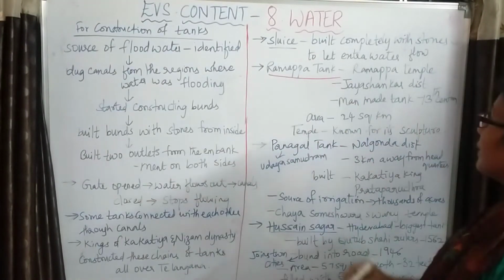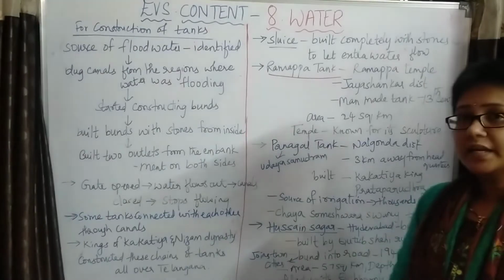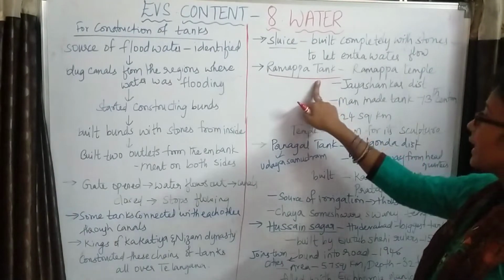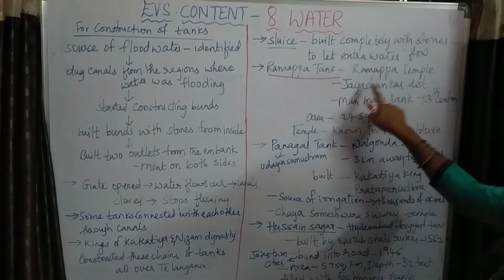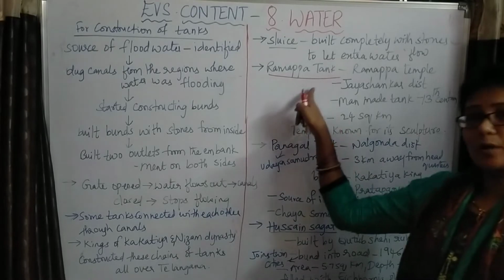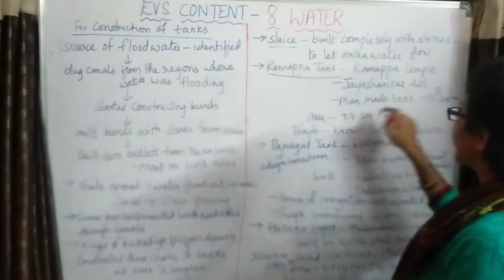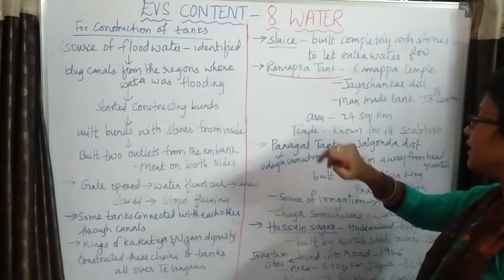Next important concept here is the Ramappa tank. So what is the Ramappa tank? The Ramappa tank is constructed near the Ramappa temple in Jayashankar district. This is a man-made tank. Man has constructed this tank in the 13th century.